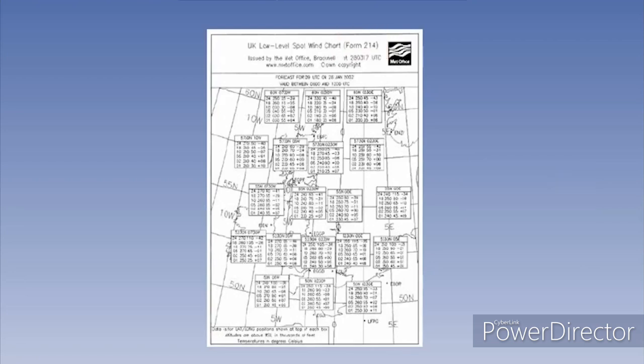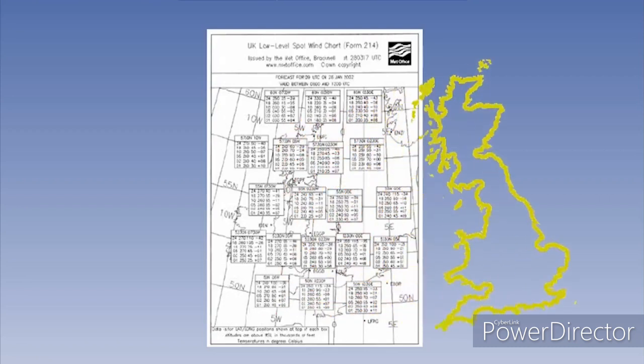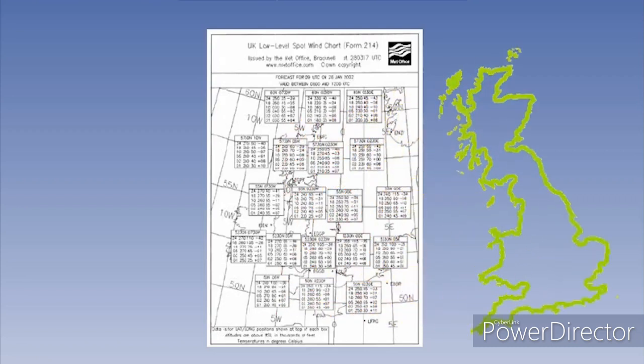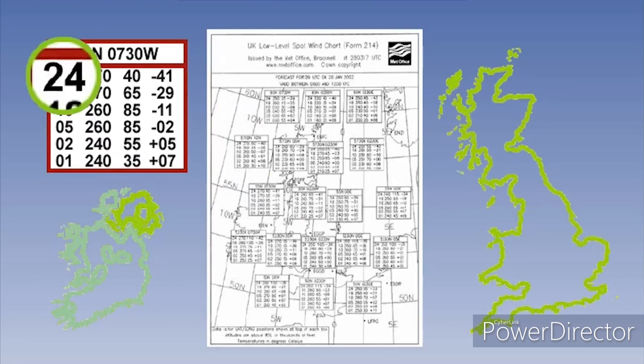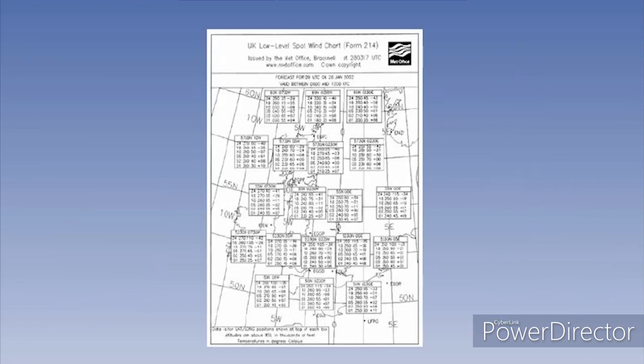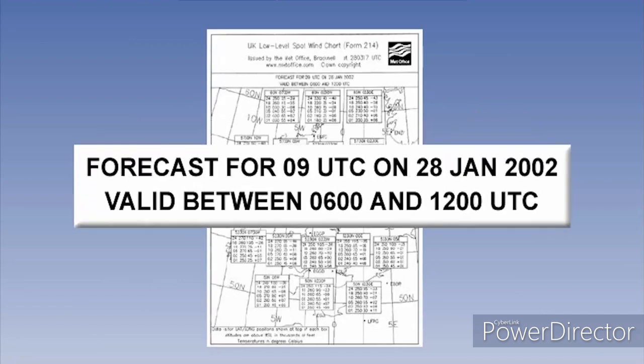Form 214 should be used as an everyday reference for flights within the UK and Republic of Ireland up to an altitude of 24,000 feet. At the top of every chart there will be information on validity times. Since there are 4 issues of this chart every day, it's important to ensure it covers the time period of your planned flight.